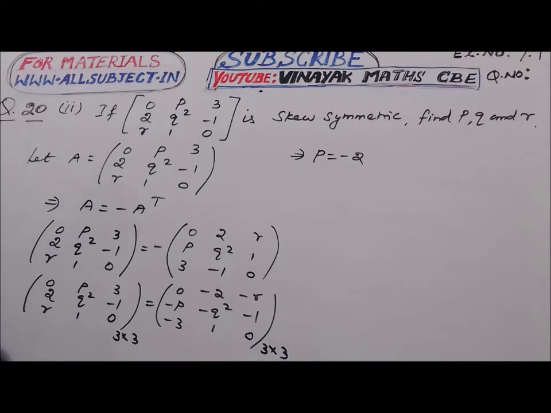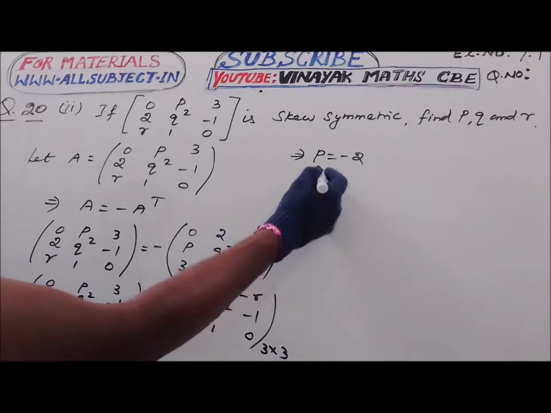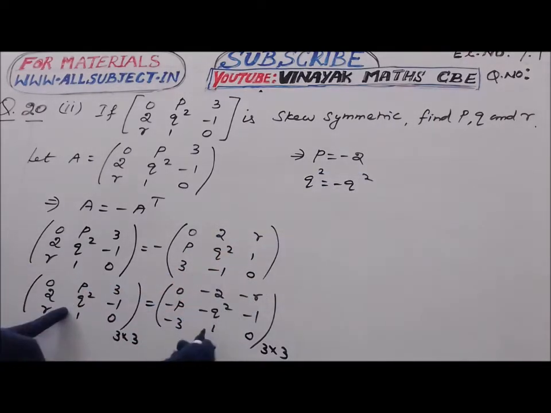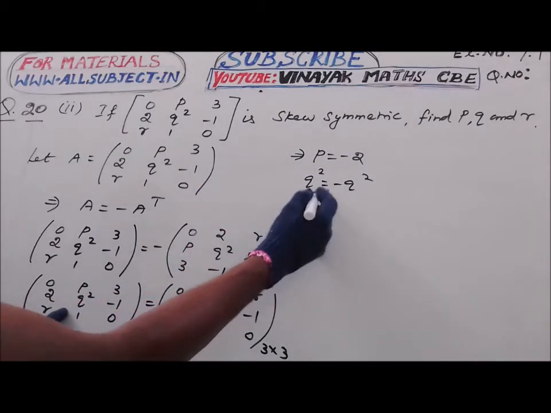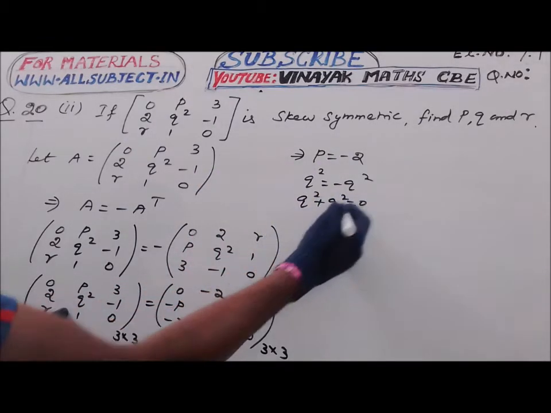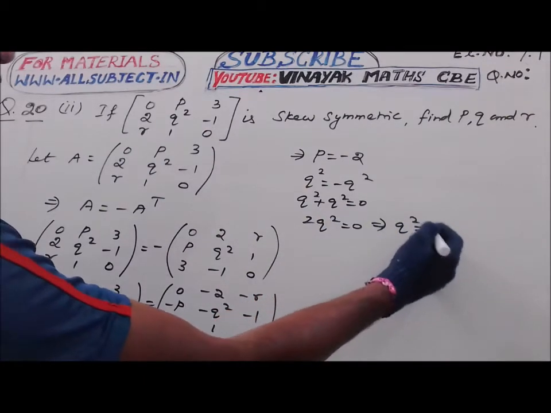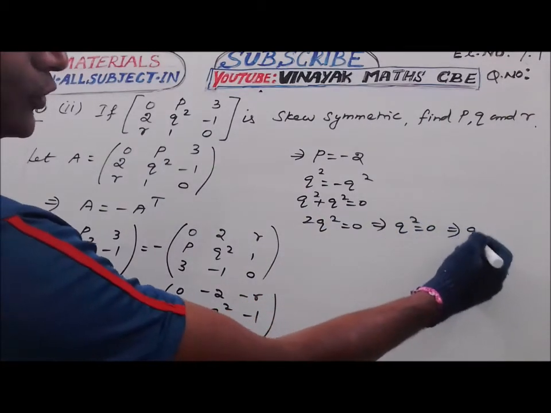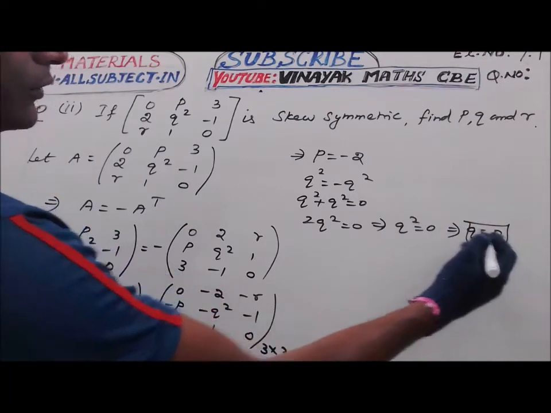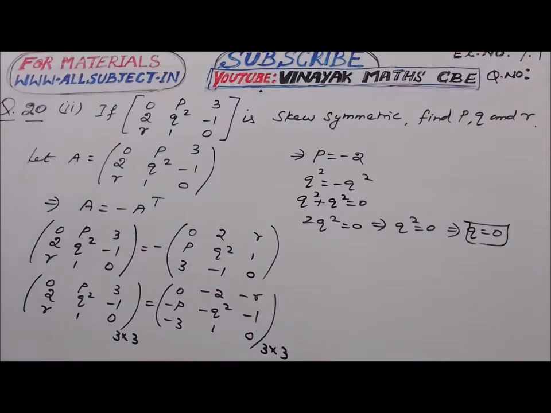And then for Q, here Q square equals minus Q square on the right side. Bringing it to the left side, Q square plus Q square equals 0. So 2Q square equals 0, which implies Q square equals 0 by 2, that is 0, and which implies Q equals 0. So we have found Q equals 0 and P equals minus 2.